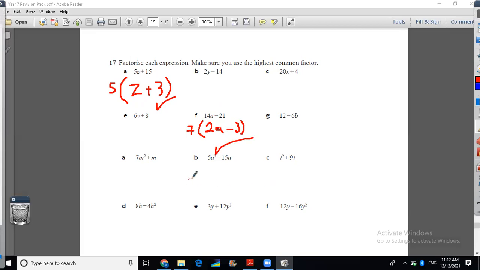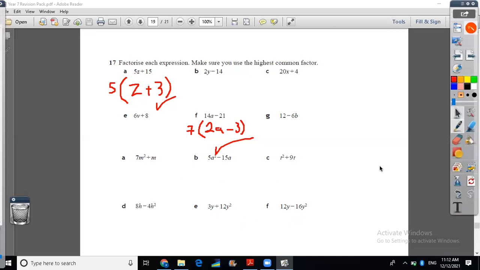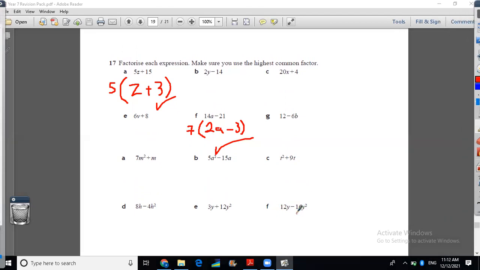I want to take you guys to another question. Let's have a look at question F. All right. Here, look at the numbers 12 and 16. What's the highest common factor? What's the number that I can divide both of them by? Well, someone might say 2, Mr. I can divide both of them by 2. Yes, I agree with you, but can you divide by a bigger number?